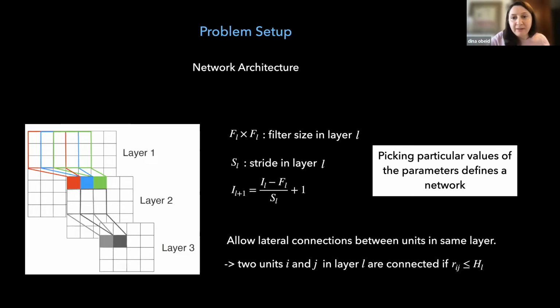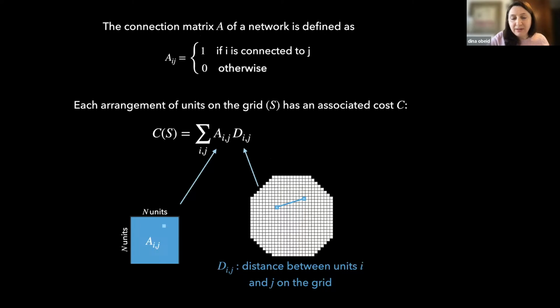Now for every network, you can define a connection matrix. And the connection matrix is defined as follows. It's a simple adjacency matrix. It says, take two units, i and j, put 1 if i is connected to j, and 0 if they're not connected. It's very simple. So every network now has an associated connection matrix A. So I think of a network now as a matrix A.